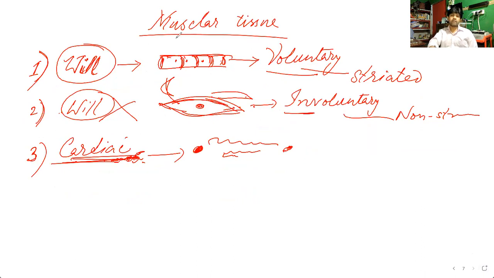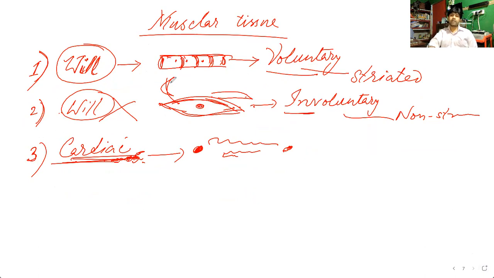Then we discussed the muscular tissue. So 3 types of muscular tissue we discussed. Firstly, the voluntary or striated muscle. They are cylindrical in shape, and they have so many stripes in them. They are multinucleated, so many nuclei are there in one cell, and they can be controlled by the will.